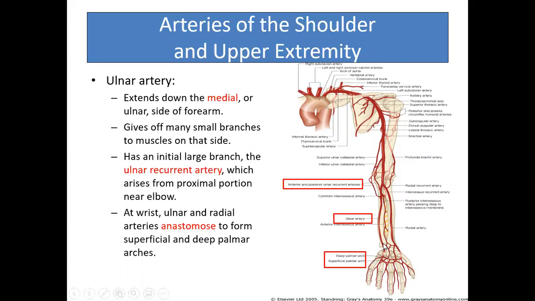And at the wrist region, the ulnar and radial arteries anastomose. They continue to form the superficial and deep palmar arches. If you see from this picture, here we have the superficial palmar arch, and here we have the deep palmar arch. So it continues at the deep palm, at the palm area.